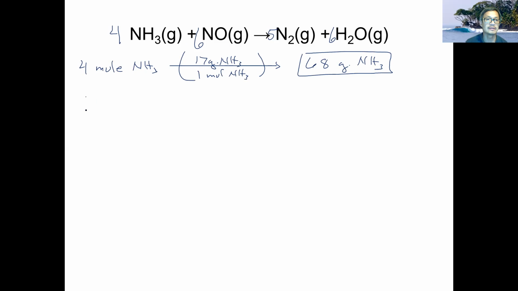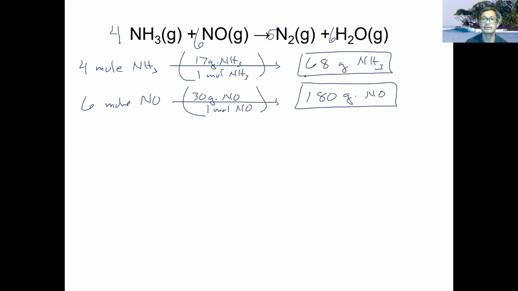For the nitrogen monoxide, then we know that we have 6 moles of nitrogen monoxide we will start out with from the balanced equation. We're going to go ahead then and we'll calculate for the mass here in grams of nitrogen monoxide. Okay. And so the molar mass of nitrogen monoxide is going to be 30 grams of NO for every 1 mole of NO. And so therefore, if you work that out, it's going to be 180 grams of nitrogen monoxide. So again, what we would get from the balanced equation here is that we need to start out with 68 grams of ammonia and 180 grams of nitrogen monoxide.